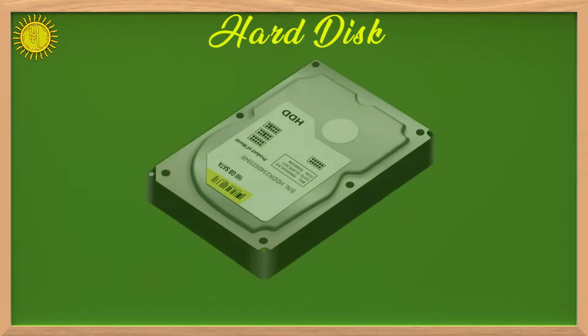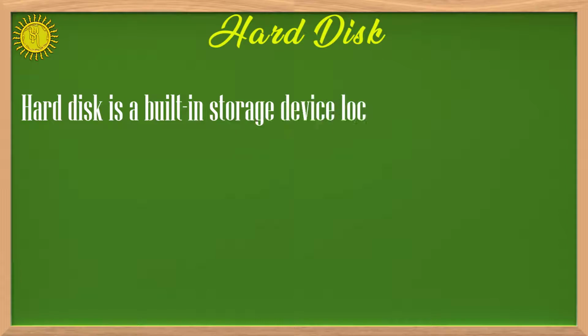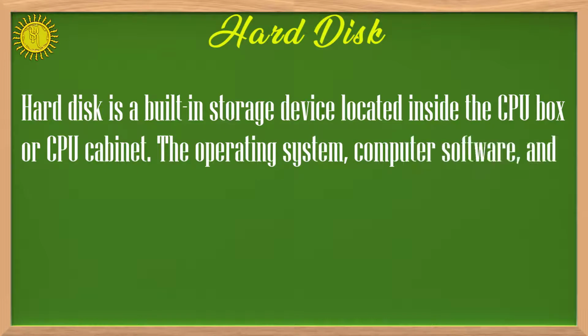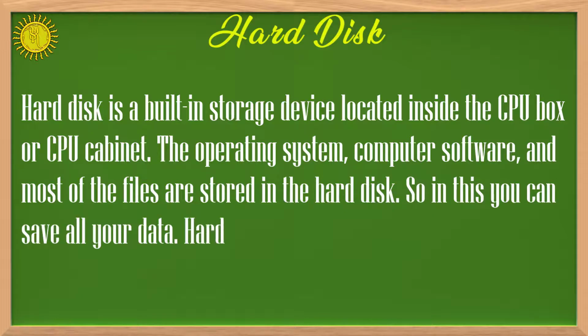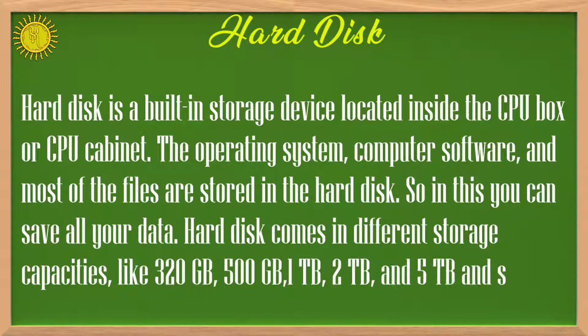Now in memory units, first is hard disk. Hard disk is a built-in storage device located inside the CPU box or in the CPU cabinet. The operating system, computer software and most of the files are stored in the hard disk. So in this you can save all your data. Hard disk comes in different storage capacities like 320 GB, 500 GB, 1 terabyte, 2 terabyte and 5 terabyte and so on.